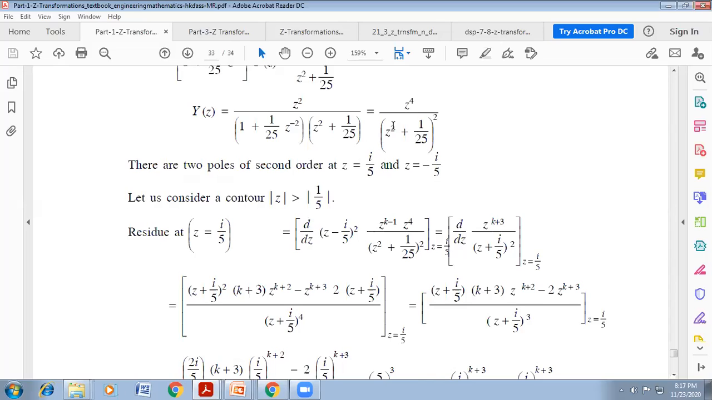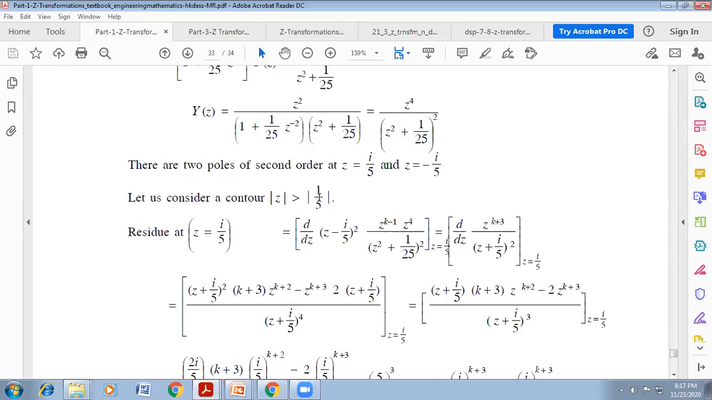That means z squared plus 1/25 can be written, and this will be 0. So (z plus i/5)(z minus i/5) equals 0. So how many values will there be? Z has two values: z equals i/5 and z equals minus i/5. These are the two poles. Considering this, |z| will be greater than 1/5.